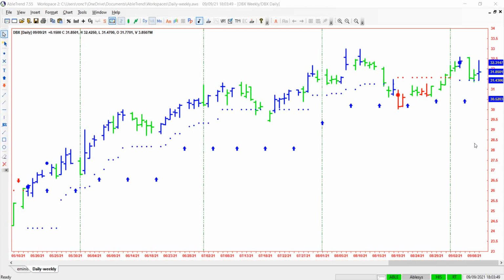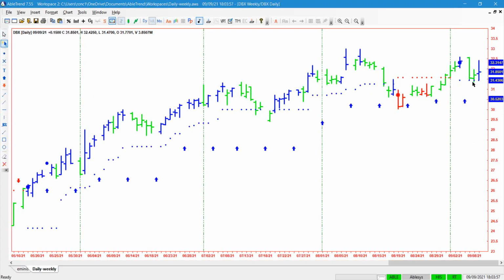So this is DBX. I showed this one on Tuesday. Just wanted to follow up on that. It's up a little bit, not much, but here's the key, and this is really interesting. Look how the prices are stopping right at the AbleTrend support point. And we put that dot in there one day before it even happened. So that's some really valuable, helpful information. These dots are just so helpful.